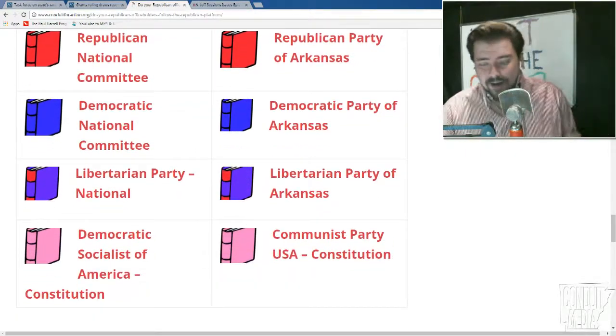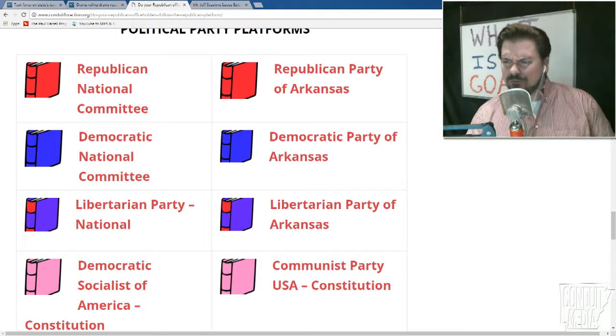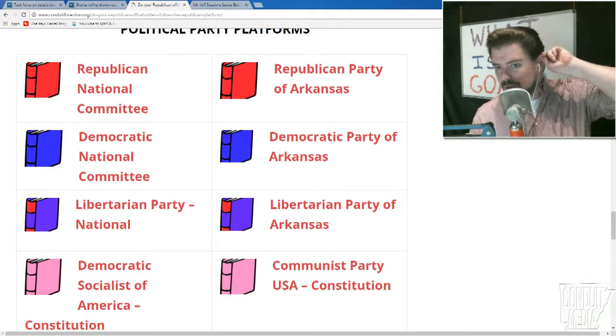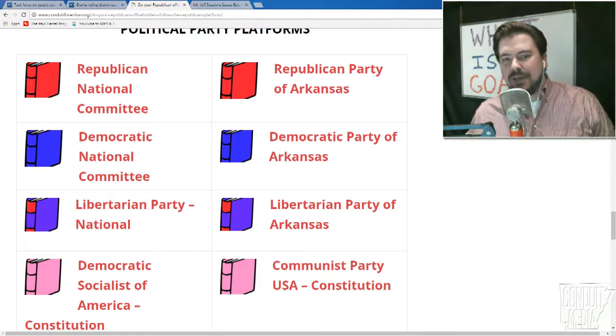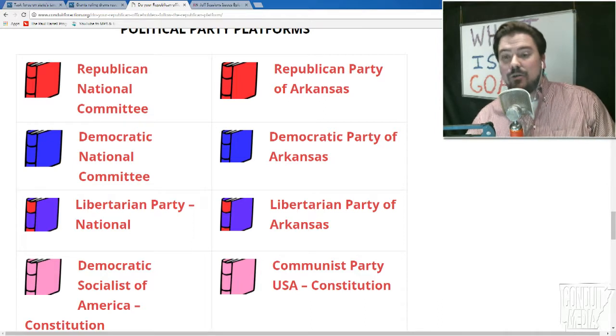We're out of time, but tomorrow on the program or sometime this week, I want to break out and actually read to you some of these, like the Democratic Socialists and the Communist Party USA, because it's refreshing to hear people who are radical leftists be honest and say what they actually want.